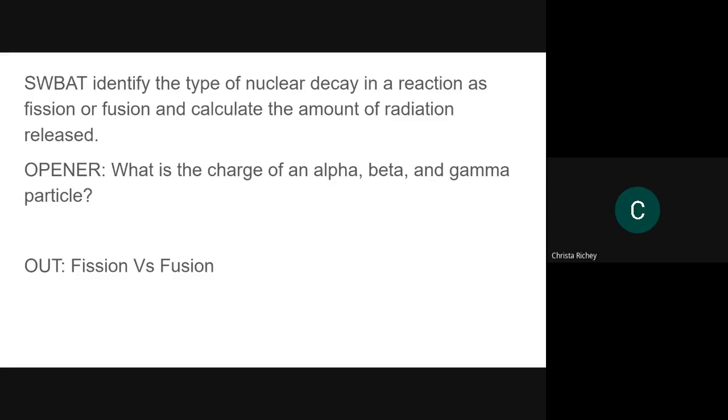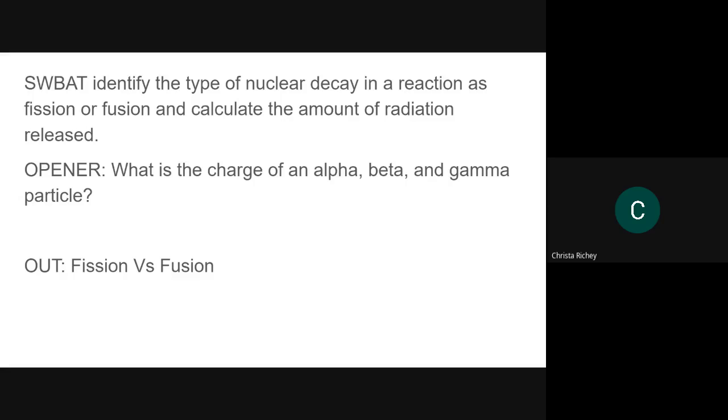So what are the numbers? 2, 4. Which one goes where? 4 on the top. Okay, so this means it has a mass of 4 and it has 2 protons. So what is its charge? Positive 2.